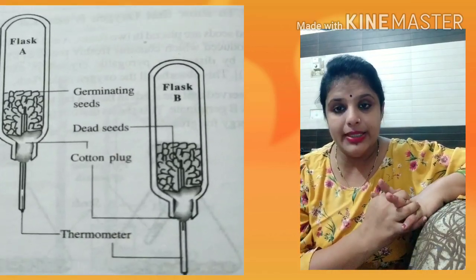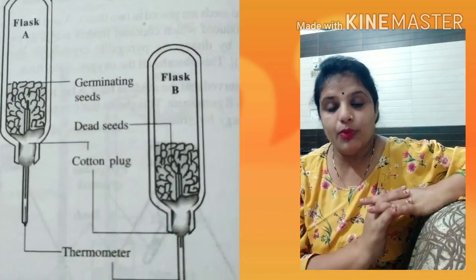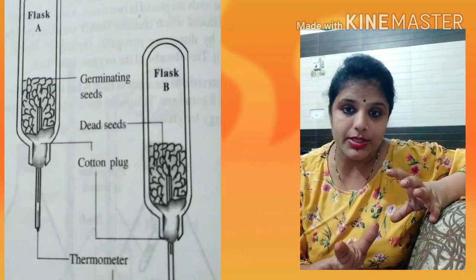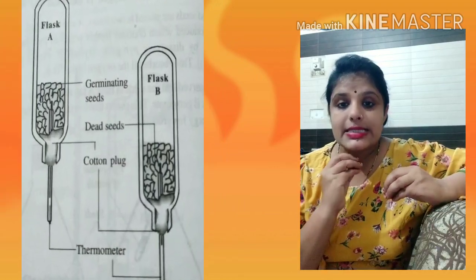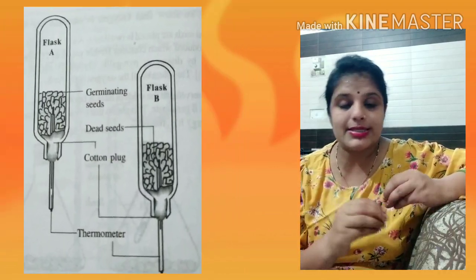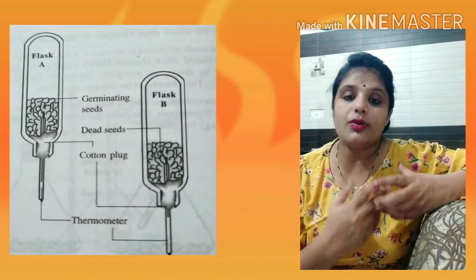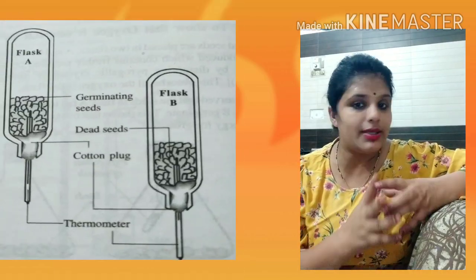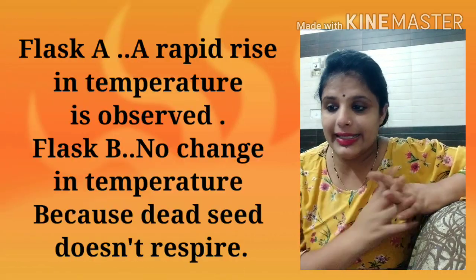While in flask B we have taken a boiled seed. A boiled seed cannot do respiration because on boiling the cell cytoplasm is destroyed, the cell nature is destroyed, so it is not able to do respiration and will not produce any kind of energy.